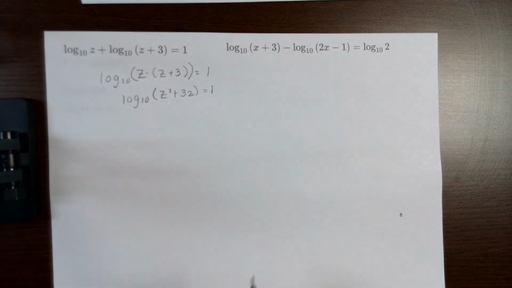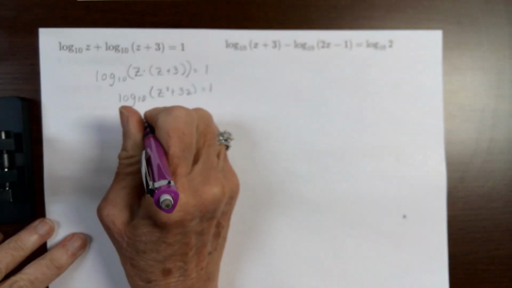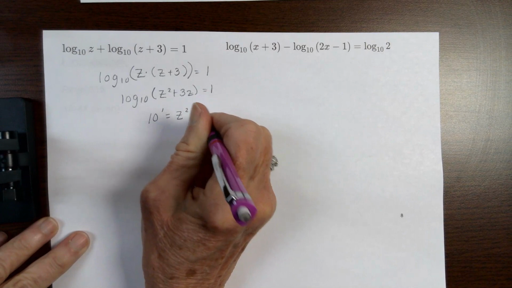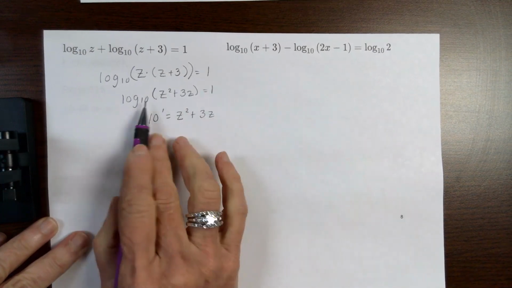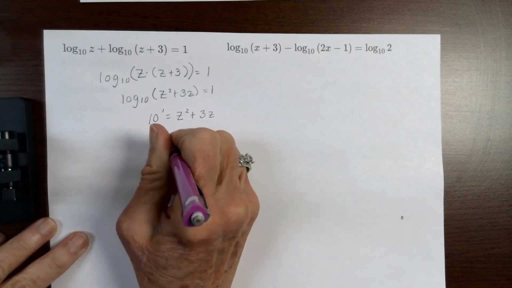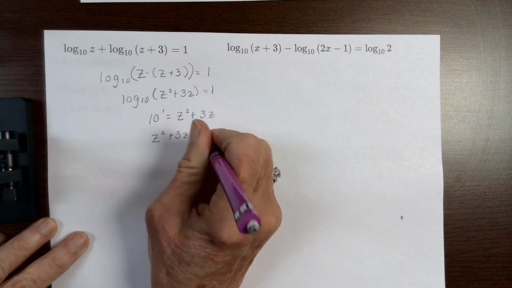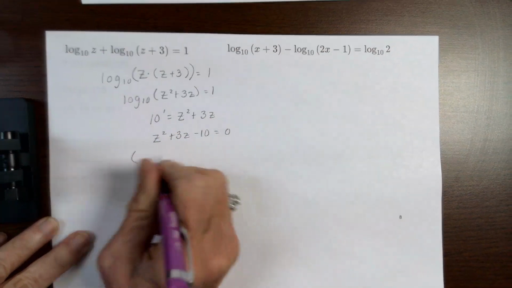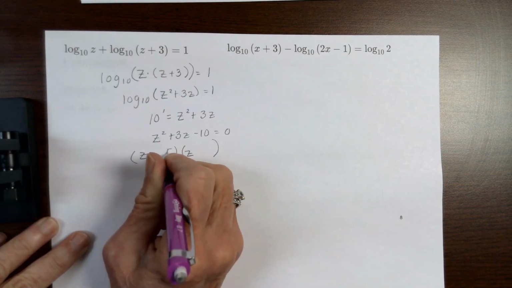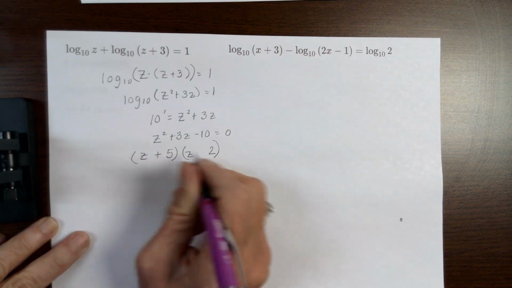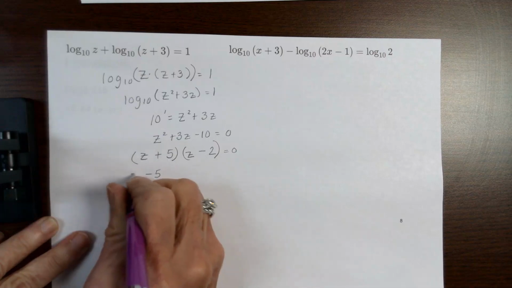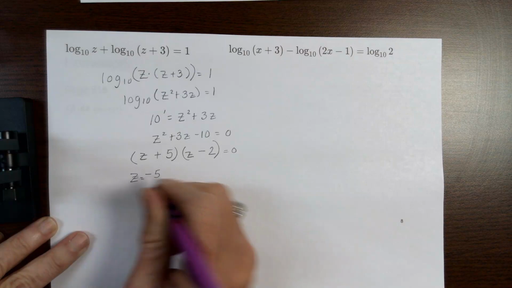Again, I have a log on one side, so I'm going to write it in exponential form. So I have 10 to the first power is equal to z squared plus 3z. So this raised to that power equals that. I want to take everything to one side, so I have z squared plus 3z minus 10 equals 0. I know I can factor this, so I get z and z, 5 and 2. The 5 needs to be positive, the 2 needs to be negative. I set them both equal to 0, and I get z is equal to negative 5, and z is equal to positive 2.